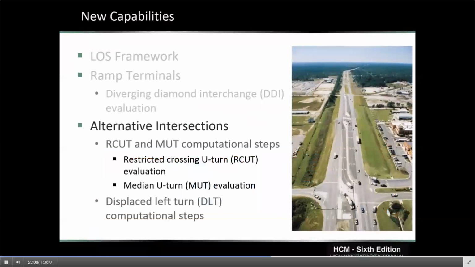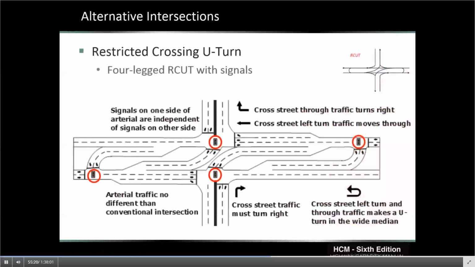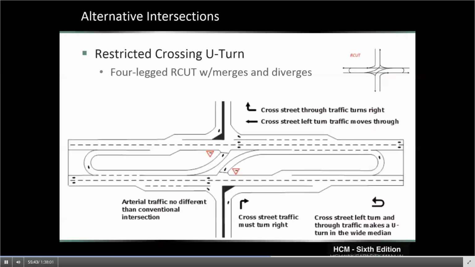Okay. So moving on then to the alternative intersections, I'll talk a little bit about the computational steps for arc cuts and median U-turns, and then finish up with the displaced left turn. The HCM method for arc cuts can evaluate four-legged arc cuts with traffic signals, as shown here. So these are signals at both the left turns of the main line at the main intersection, as well as signalized U-turn movements for the side street, through movements and left turns.